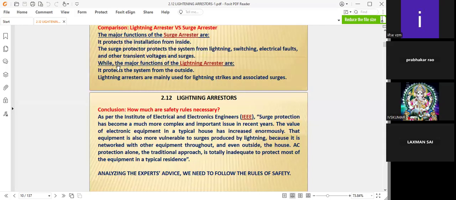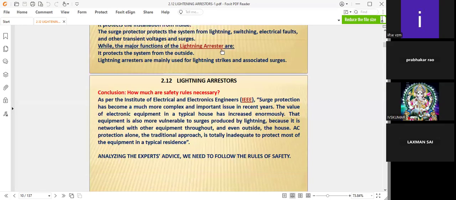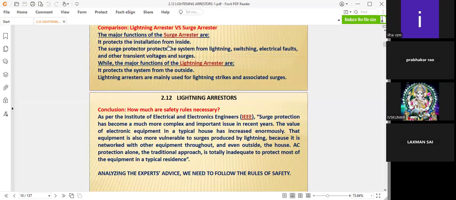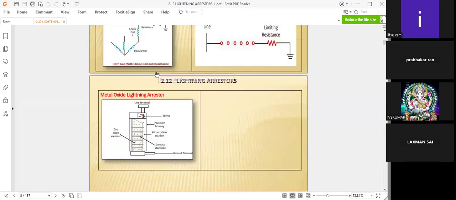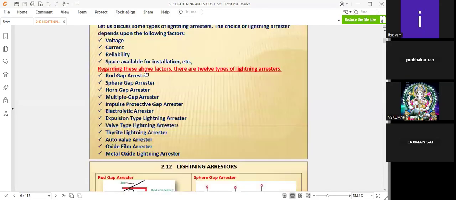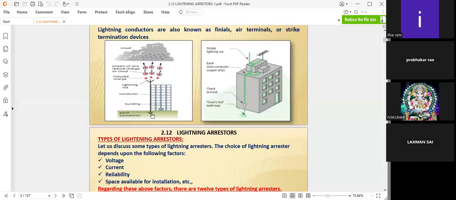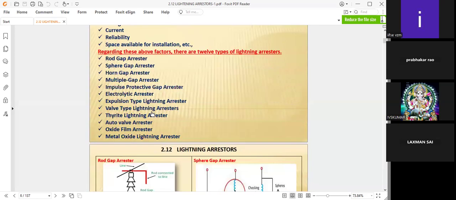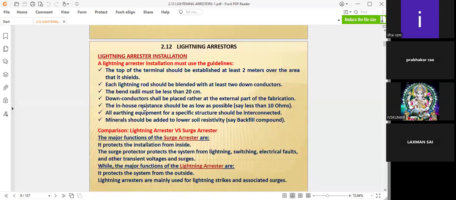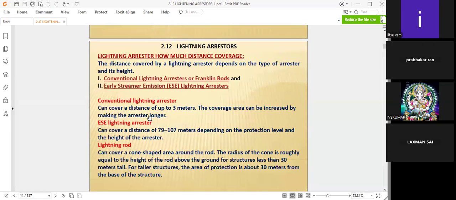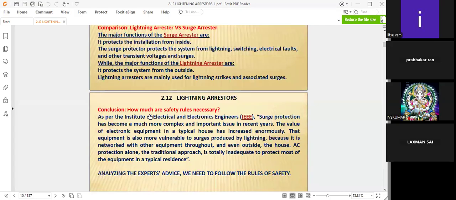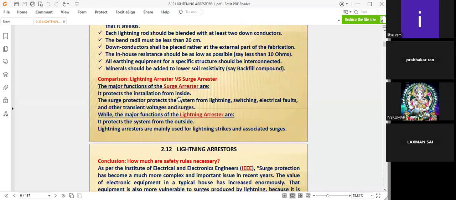The major function of lightning arresters is that they protect the system from outside. Outside, lightning is received, taken care of, and dissipated to the earth. That is the difference between lightning arresters and surge arresters. Surge arresters work inside, receiving and dissipating the energy, whereas lightning arresters protect from outside.